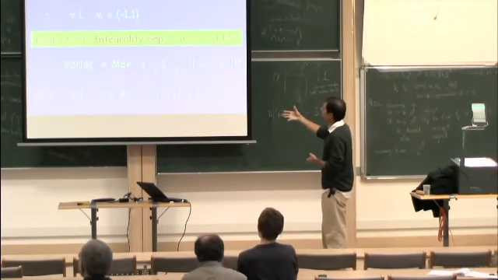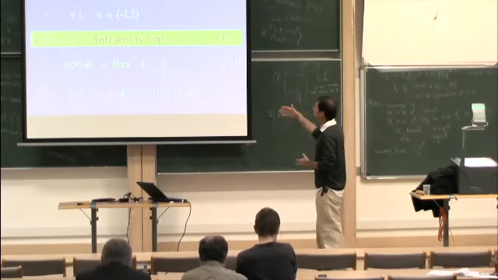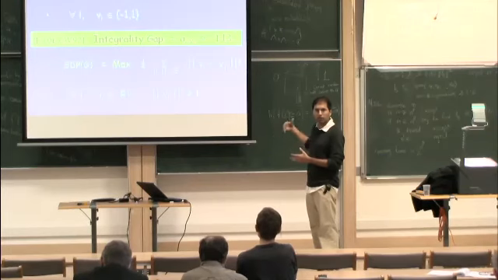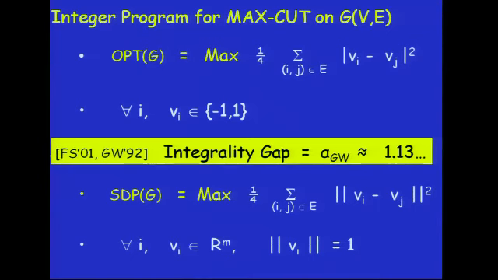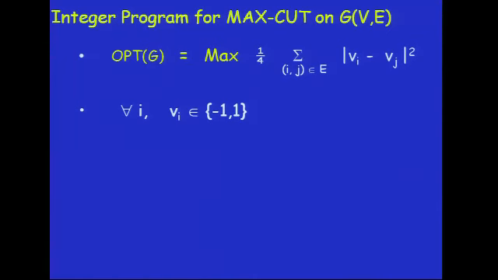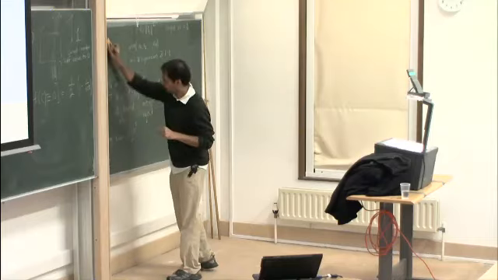So I'm going to propose a new set of constraints which could be added in principle. So what are these new constraints? Let's again restart with this original formulation.